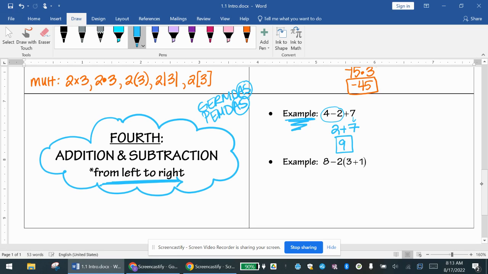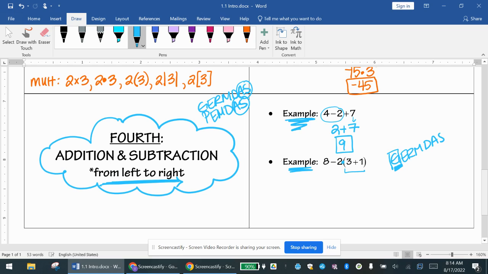Now, in this next example, we have, if I read it from left to right, 8 minus 2 times, remember any number in front of grouping symbol means that it's multiplication, 2 times 3 plus 1. Remember, we're following G.E.R.M.D.A.S or PEMDAS, and grouping symbols must always be done first. I see grouping symbols right here with the 3 plus 1.